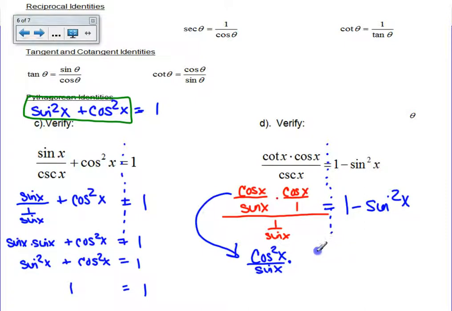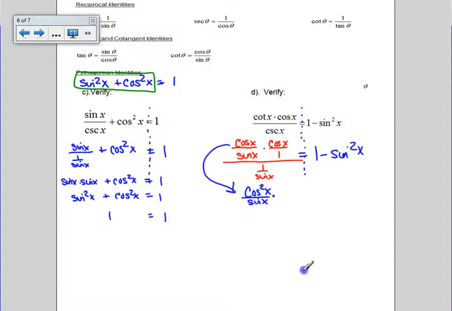I can extend the page, maybe that'll help. Is that better? Okay. So if I divide by 1 over sine, that's really multiplying by the reciprocal, which is sine over 1. So then they cancel out, right? So tell me what happens. It's cosine over 1. Okay, the sines cancel, and you have cosine squared should equal 1 minus sine squared.